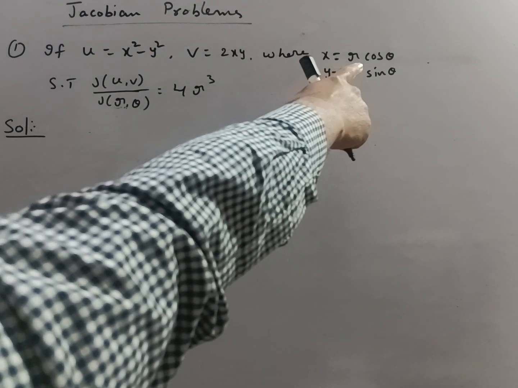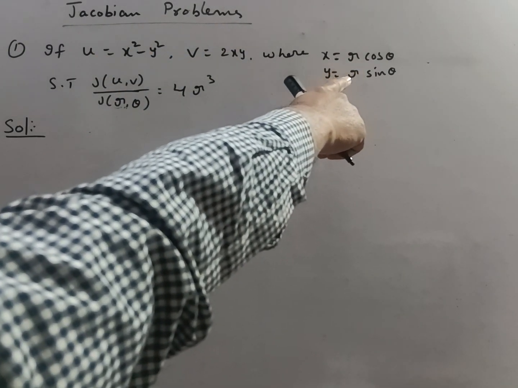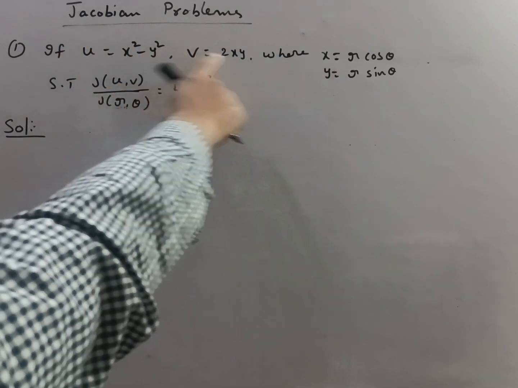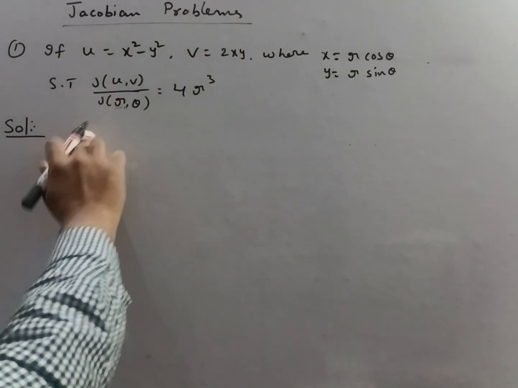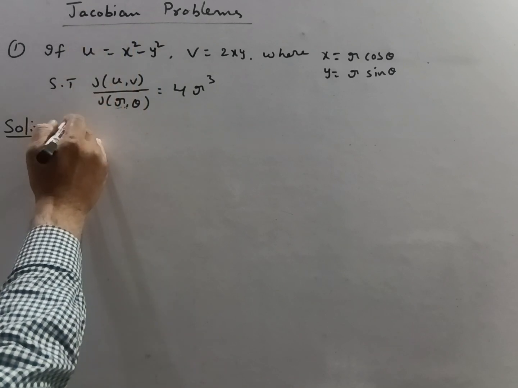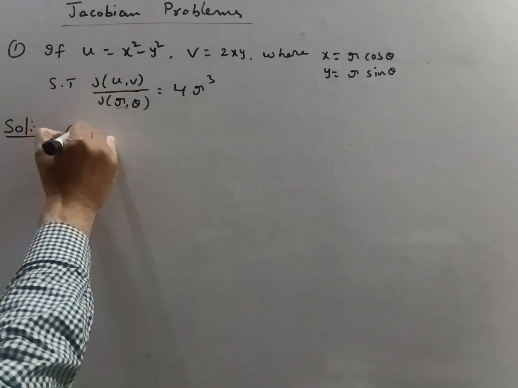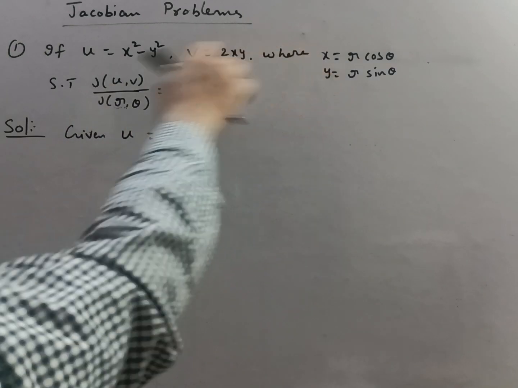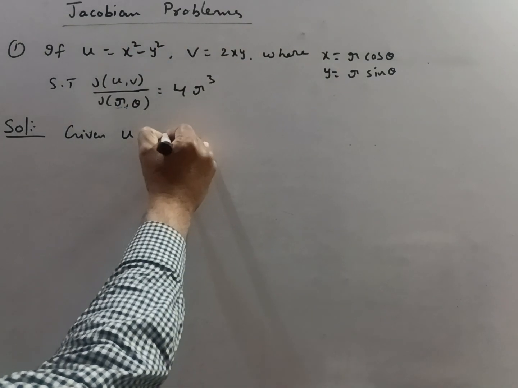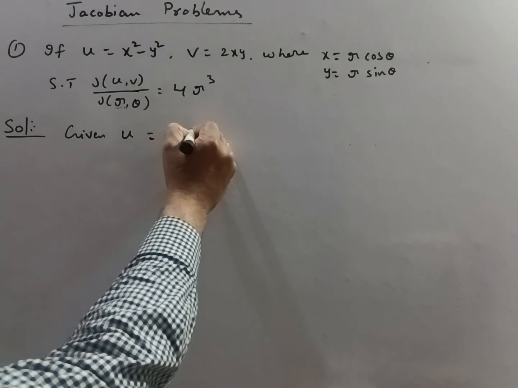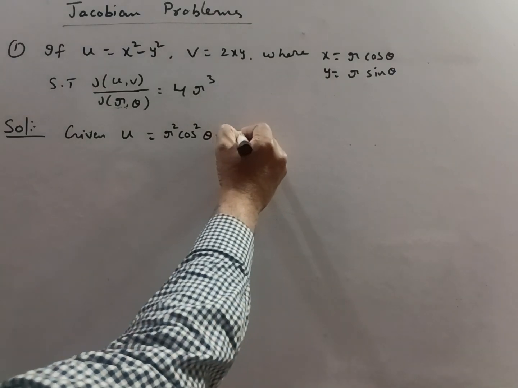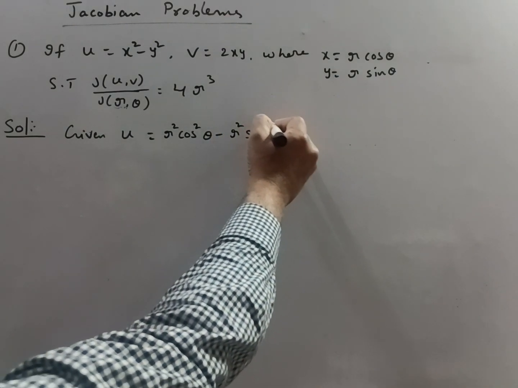So he gave x and y in terms of r and theta. So we have to change u and v also in terms of r and theta. So what do I get here? Given u can be written as, x is r cos theta, so r square cos square theta minus y, which is r sin theta, r square sin square theta.